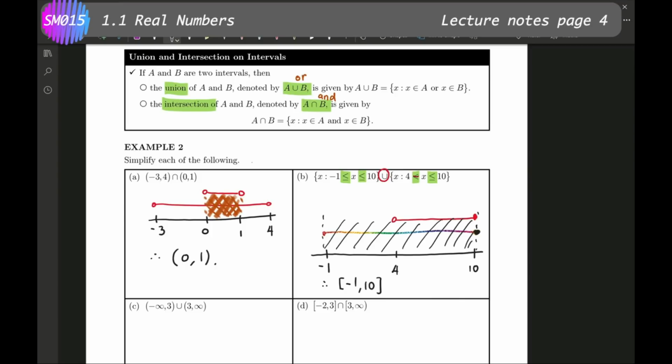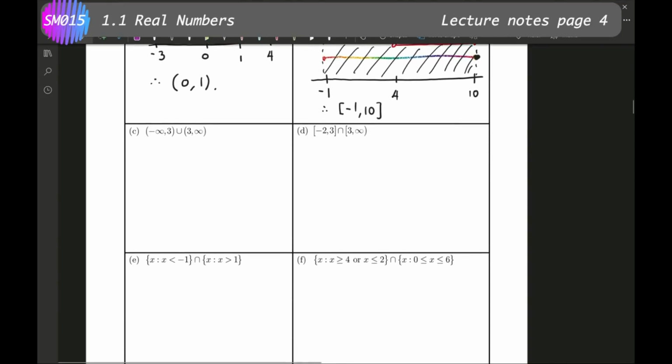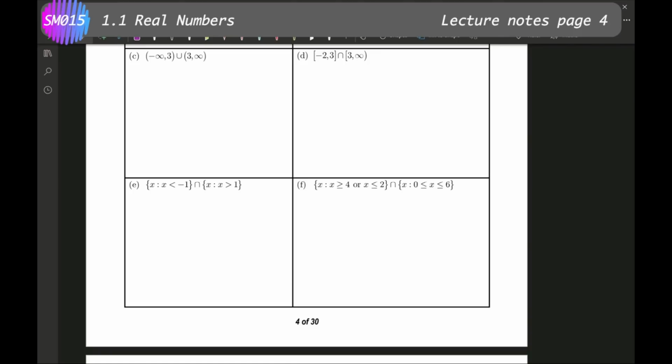Okay, very simple. Now let's go to a bit more complicated one. It's not that complicated, just a bit complicated, which is example F. So we go to example F. x greater than or equal to 4 or x less than or equal to 2, intersect with x less than or equal to 6 and greater than or equal to 0. So please draw the same thing. Draw a number line first. What are the numbers involved? We have 0, arranged in ascending order. We have 2, and then 4. Last one, we have 6.